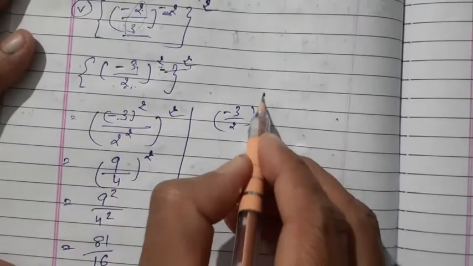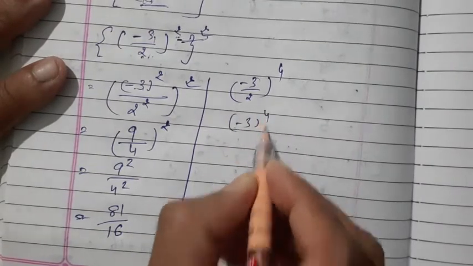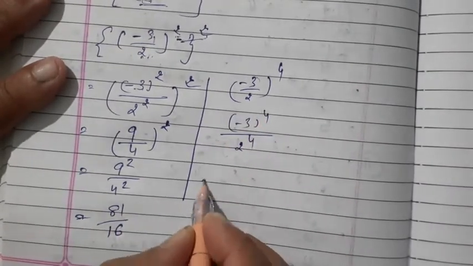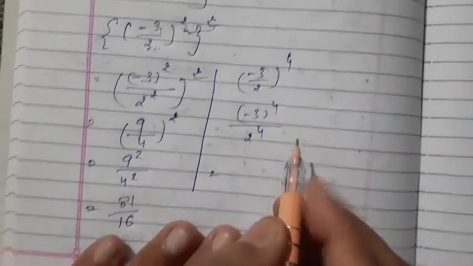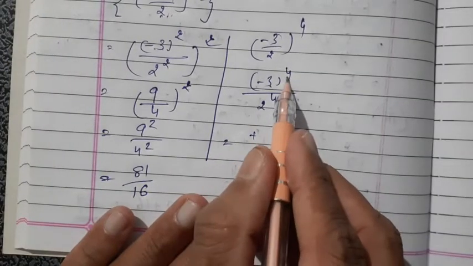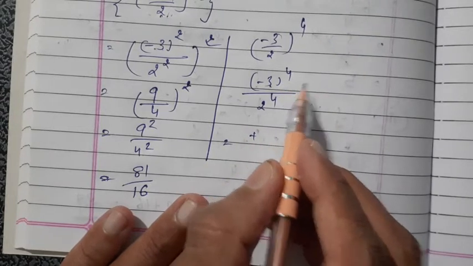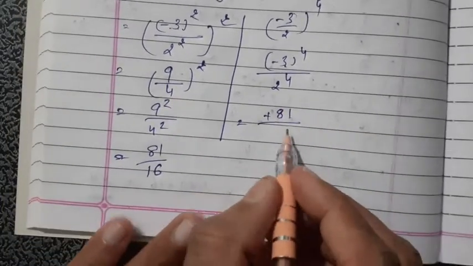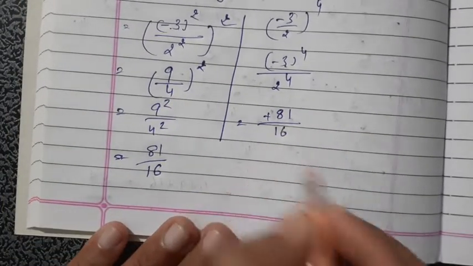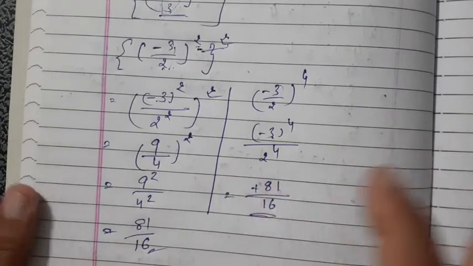2 twos are 4. Then 4 is the power of both. So minus 3 raised to 4 and 2 raised to 4. Minus is there and the power is an even number, so we get a plus answer. 3 to the 4 is 3 into 3 into 3 into 3: 3 threes are 9, 3 nines are 27, 3 twenty-sevens are 81. And 2 to the 4: 2 twos are 4, 2 fours are 8, 2 eights are 16. Okay, the same answer is there. So you just do it with any one method.